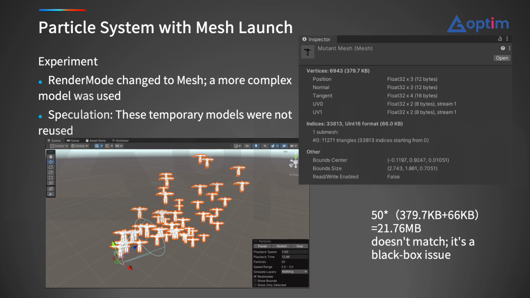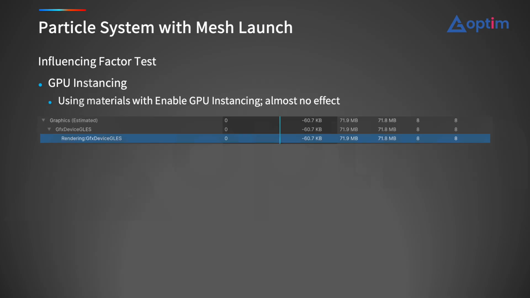Interestingly, Memory Profiler did not clearly classify this memory as mesh-type allocation. This makes the overhead somewhat opaque. We could only conclude one thing: mesh-emitting particles can introduce significant hidden memory residency. We then tested potential influencing factors.